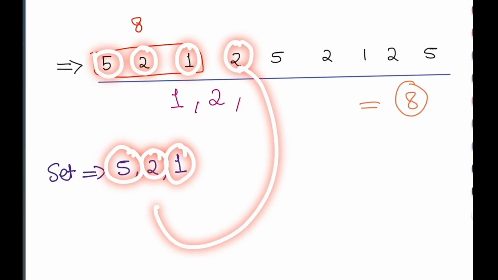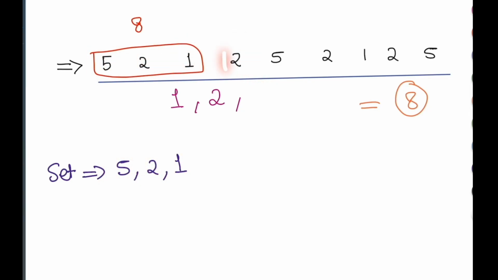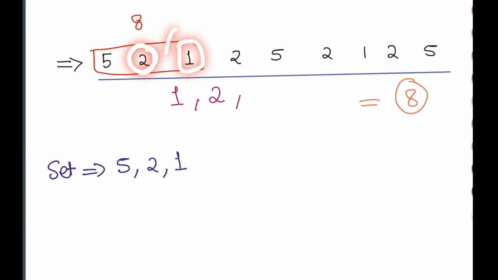But this 2 is already in our set. It means that we cannot have this 2 along with these elements, right? But we can have this 2 after this 2, right? After this 2, we have a 1. So we can have a subarray starting from 1 and 2 because this should be fine.